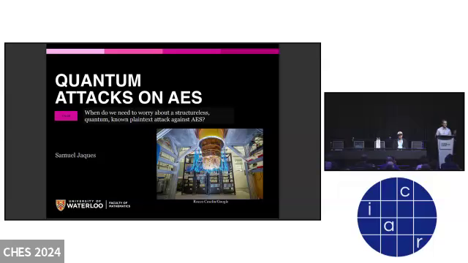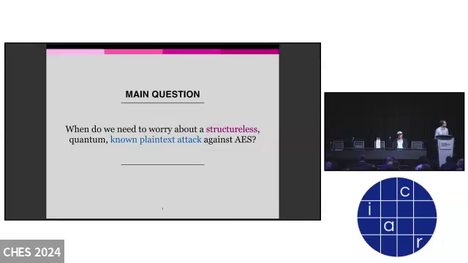So I was asked to talk about quantum computing and thought it made sense to focus on this very particular question about quantum computers. When do we need to worry about structureless, quantum, known plaintext attacks on AES in particular? So more or less, do we all need to move to AES-256?